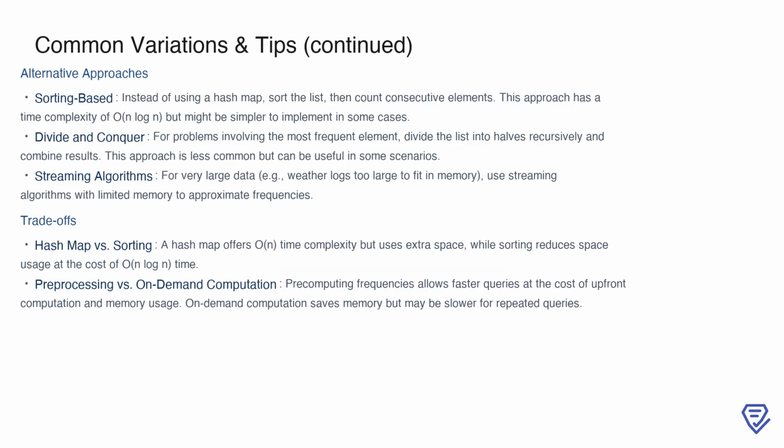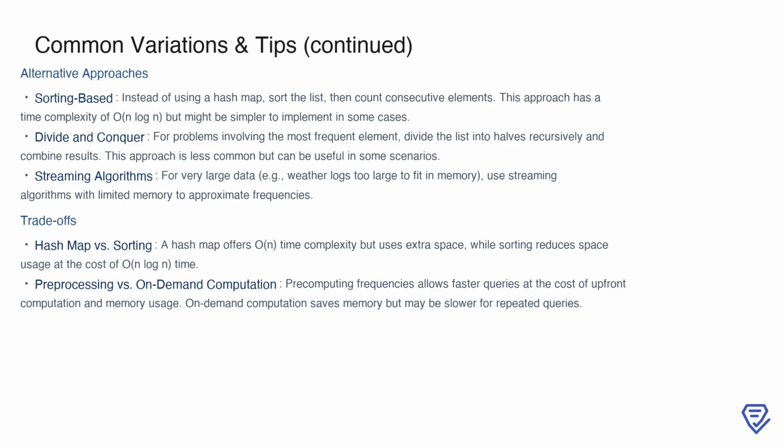Alternative approaches can also be valuable when solving this problem. For example, instead of using a hash map, you could sort the input list and then count consecutive elements. While this method has a higher time complexity of O(n log n), it might be simpler to implement in certain cases. Another option is using a divide and conquer approach. This involves splitting the list into halves recursively and combining results, which can be effective for specific scenarios, like finding the most frequent element. For massive datasets, such as weather logs too large to fit in memory, streaming algorithms become useful. These methods use limited memory to approximate frequencies, making them well-suited for large-scale problems.